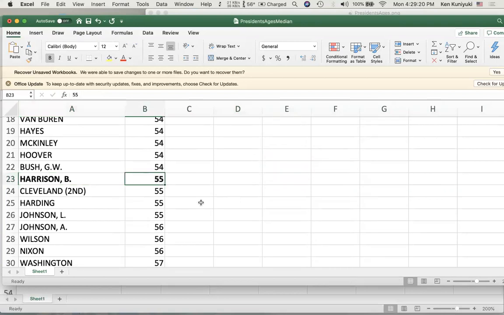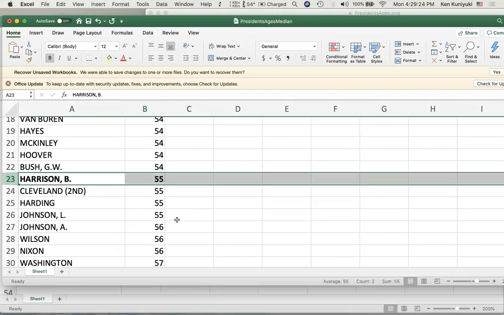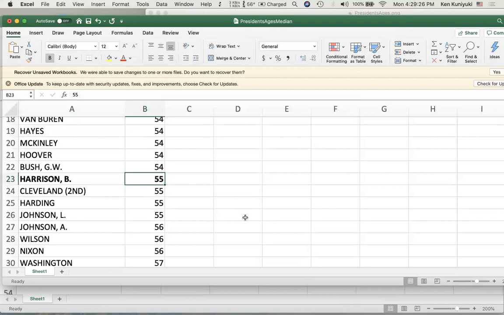That's why Excel picked 55 years as the median, because Benjamin Harrison, who was the 23rd youngest president, was 55 years old. Bear in mind, there are ties, but that's okay. Ties are okay, including the man he beat and who beat him, Grover Cleveland.